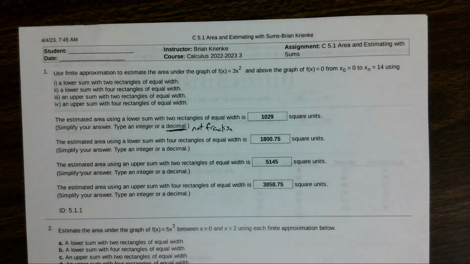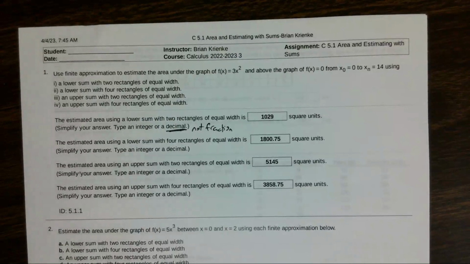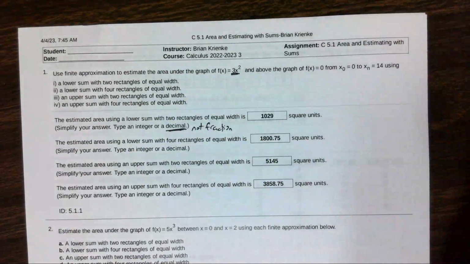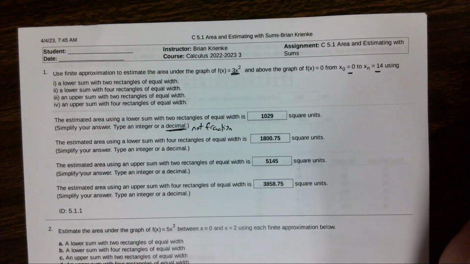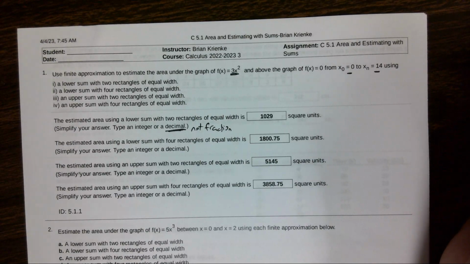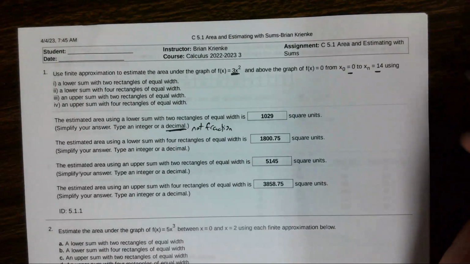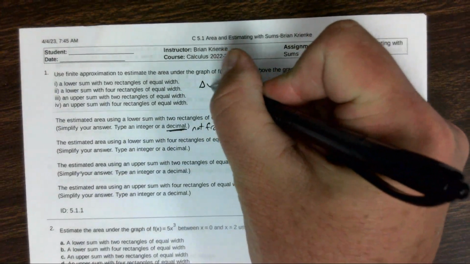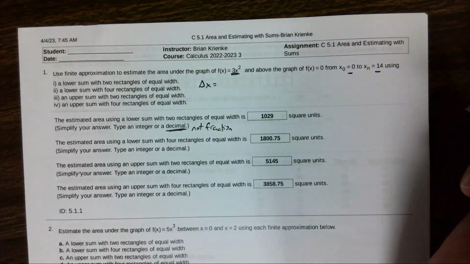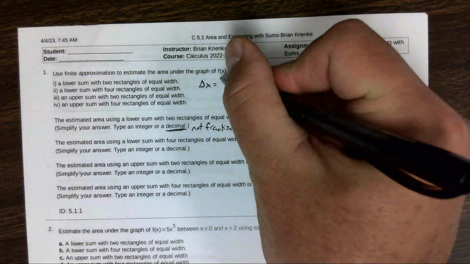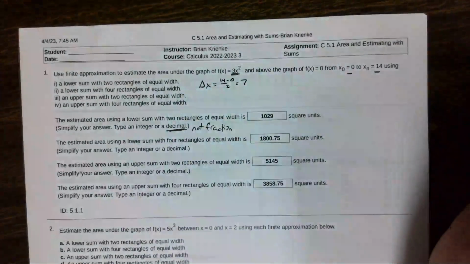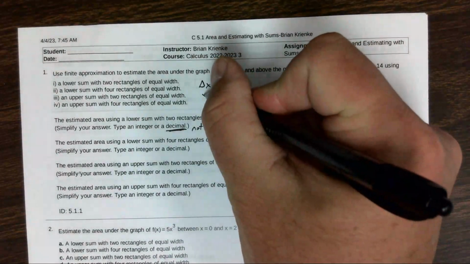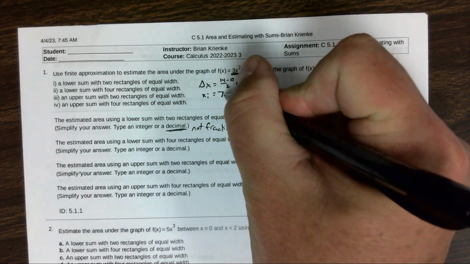Okay, so let's do that with ours. Our first step is, notice we have 3x squared, and we're going from 0 to 14. So on this one, we first say delta x is going to be 14 minus 0 divided by 2, which is 7. So that means xi equals 7i.